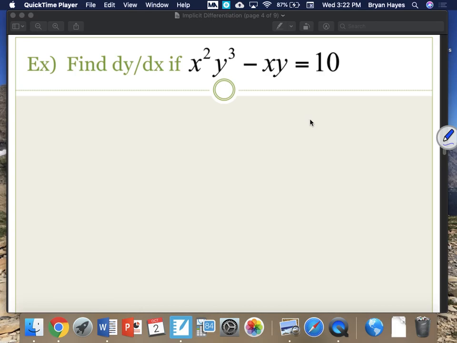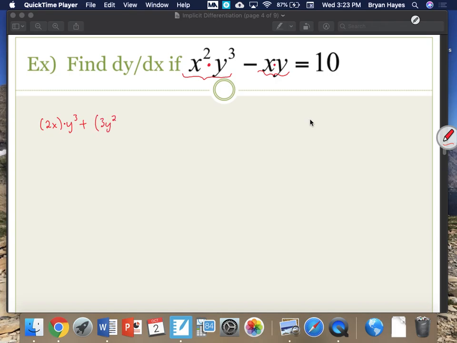The first thing I want to point out in this curve is that as we begin our derivative, there's a product rule between those two terms, the x squared and the y cubed. And then there's also a product rule between that x and that y. So you're going to see some product rule happening here. As we bring this down, we have the derivative of the first. The derivative of x squared is going to be 2x times the second, plus the derivative of the second, which is going to be 3y squared.